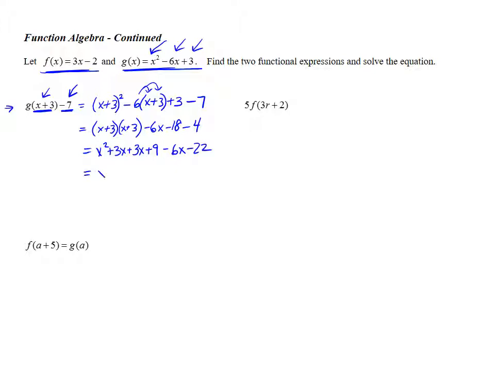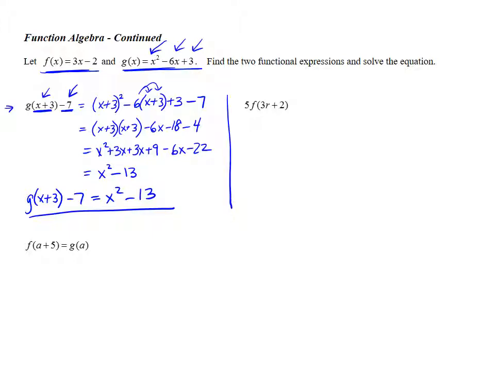Continue to collect like terms. X squared. 3x plus 3x is 6x, but I'm going to subtract the 6x so the x's actually go away. And then I have plus 9 minus 22 is negative 13. So it turns out in the end, even though it looked really complicated at the beginning, g of x plus 3 minus 7 is equal to x squared minus 13. So that's evaluating a function expression with algebra.